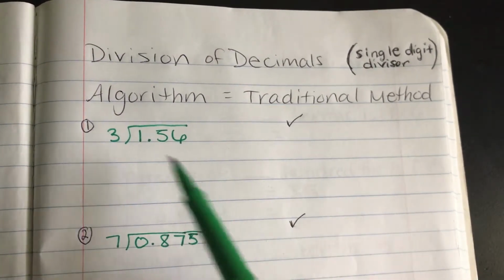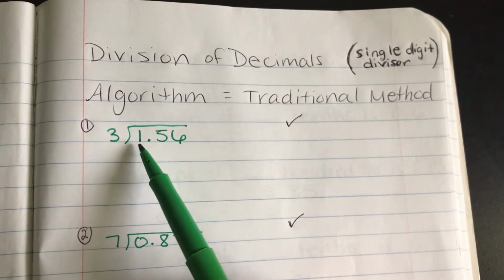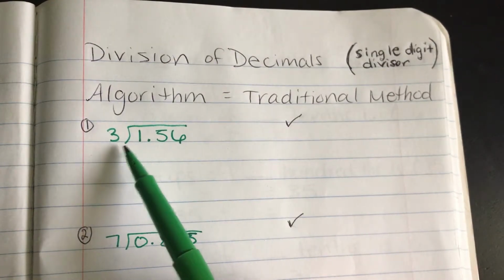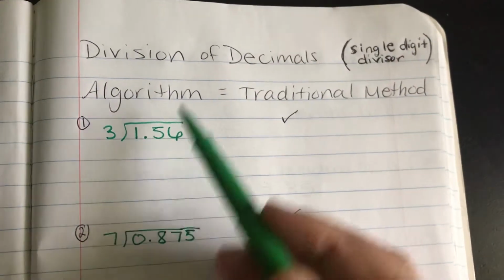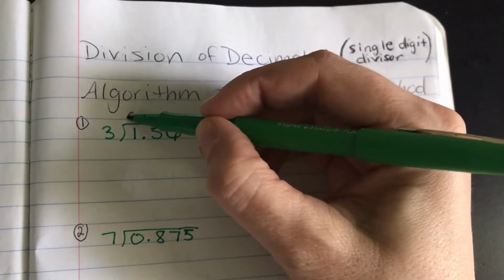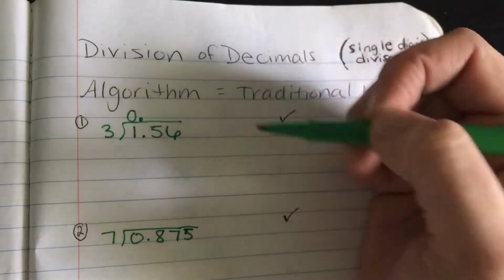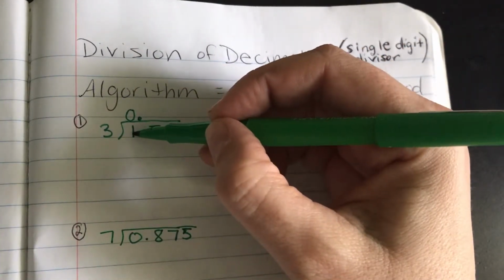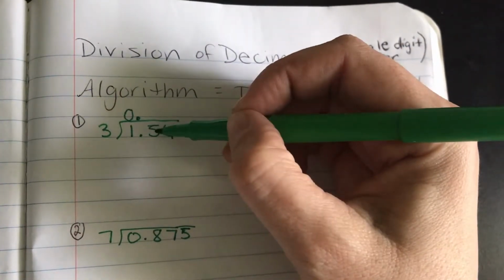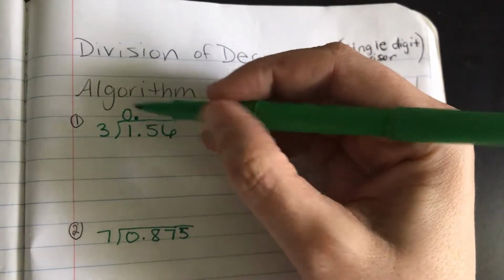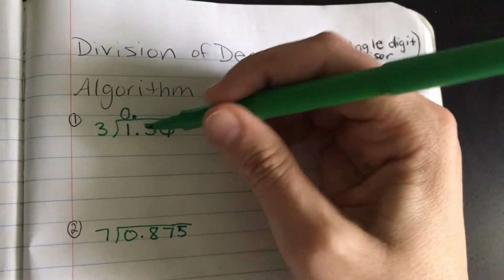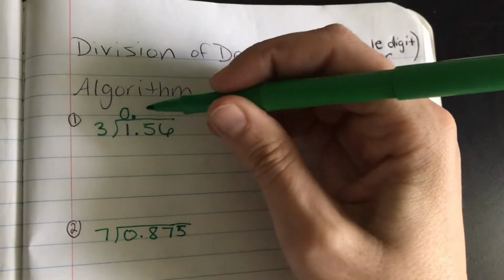In the traditional algorithm, we look at the first digit and we see if the single-digit divisor can go into it. In this case, since it's a 1, 3 cannot go into 1 evenly. So we put a 0 above it, we add our decimal, and then we look at this first digit plus the second to create a 2-digit number that could be divided by our single-digit divisor. So now we have 15 divided by 3.